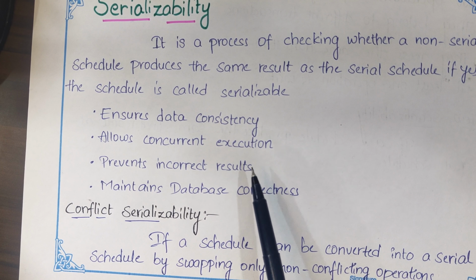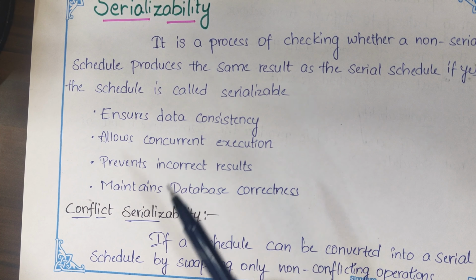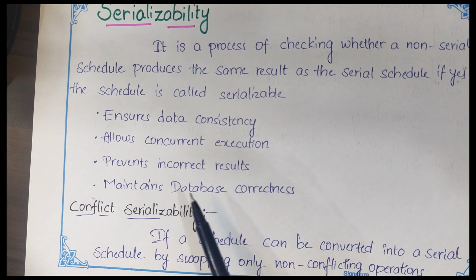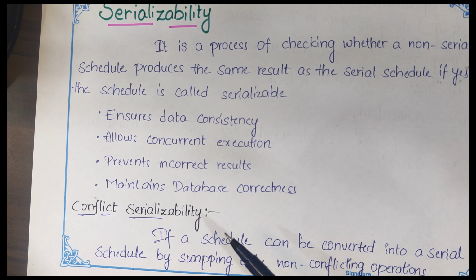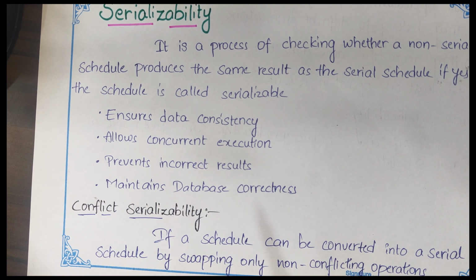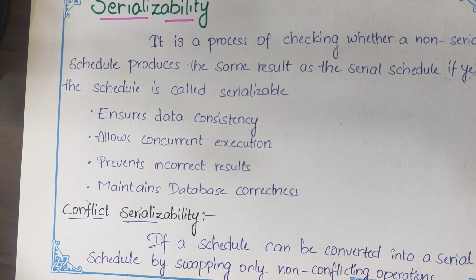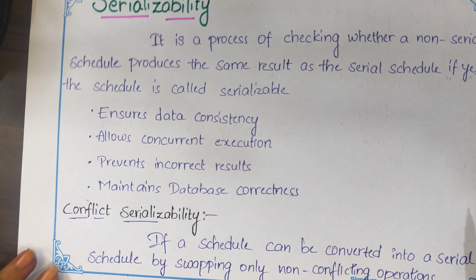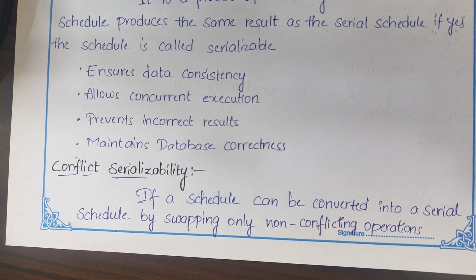Serializability is used to maintain data consistency, like everywhere the data needs to be the same. It allows concurrent execution; concurrent executions are nothing but multiple executions done at a single time. It prevents incorrect results. There may be chances of incorrect results, right? Using serializability, there will be no incorrect results and the database always remains correct. It maintains database correctness, and it also improves the database performance.